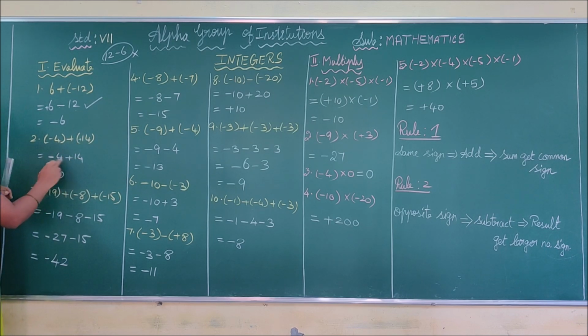Even if two integers are in different signs, you have to subtract the smaller number from the bigger number. So no need to write here 14 minus 4. Okay, you have to write like this only. So 14 minus 4, what is the answer?